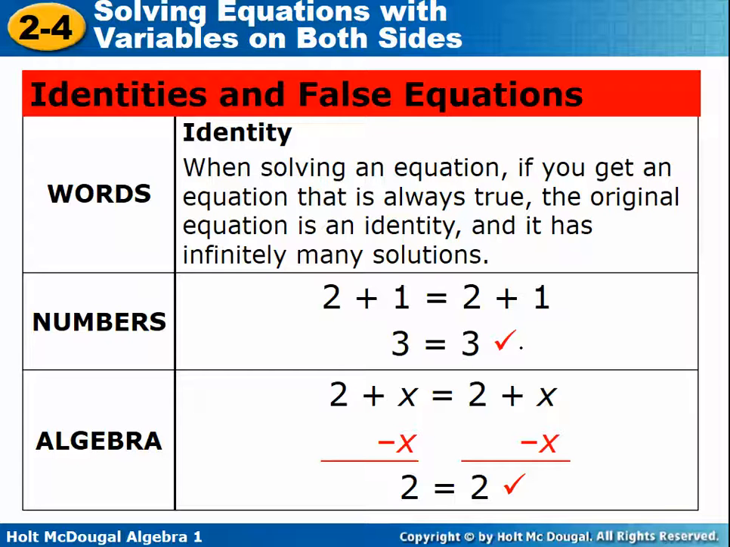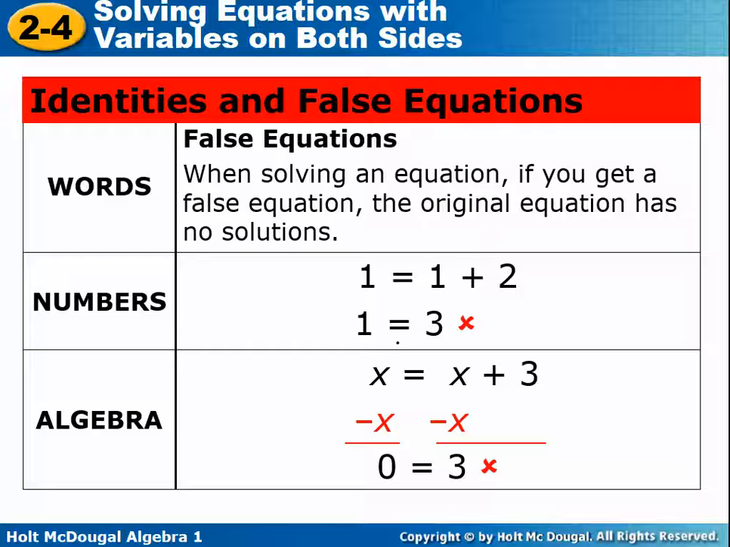This is always true. Now, if we have an x in our equation, 2 plus x equals 2 plus x, if we go ahead and try solving this, the x's, the variable term, cancels out. When we subtract x from this side, we get just the 2 left. When we subtract x from this side, we have just the 2 left. This is always true. No matter what value you put in for x, it'll be a true statement. So this has infinitely many solutions, or you can just write all real numbers. Any real number that you put in here will make this true.